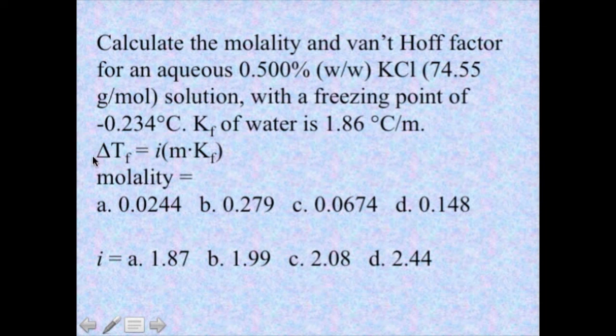The formula, of course, is the change in freezing point, the depression in freezing point, is equal to i times molality times the freezing point depression constant. So pause your playback and try it, and then calculate also i, the Van't Hoff factor. Come back and we'll discuss it.